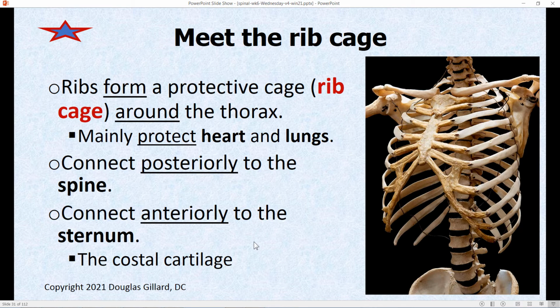All right, let's meet the rib cage. There's a real skeleton there, real human skeleton. Yeah, so that's the rib cage. So it's like a cage of bone and cartilage around the thoracic cavity. So it protects the lungs and the heart mainly. It also is connected posteriorly to the spine, and it's connected anteriorly to the sternum.